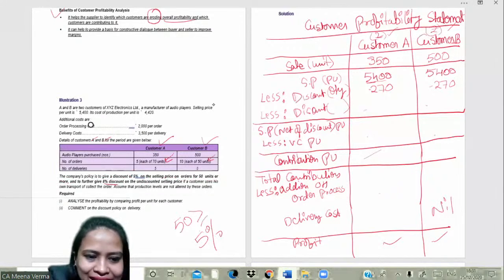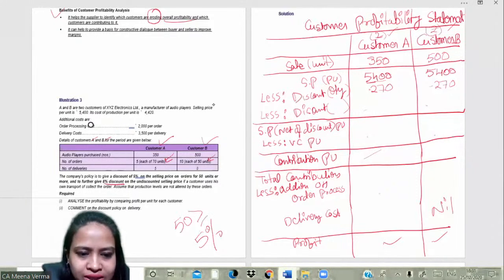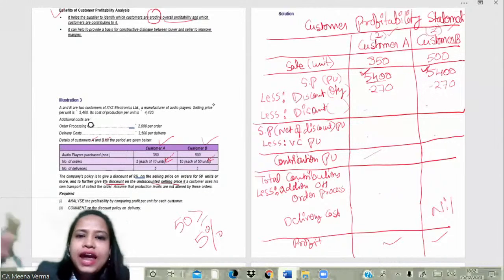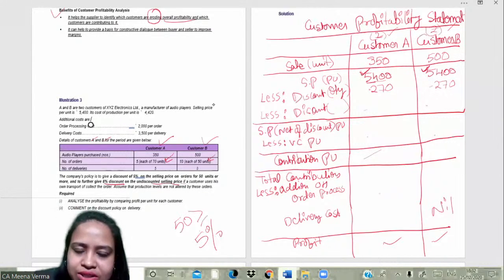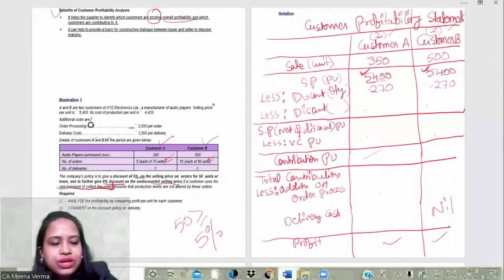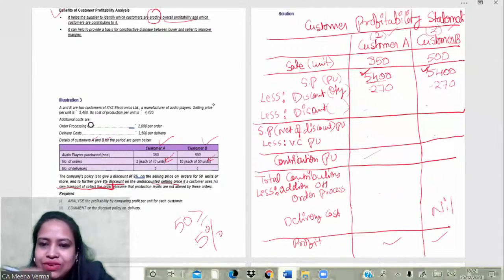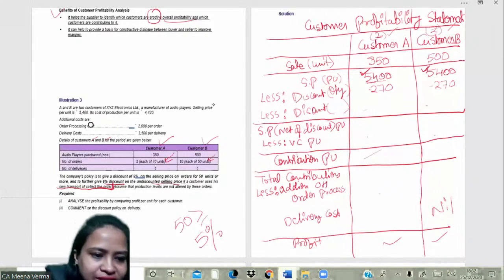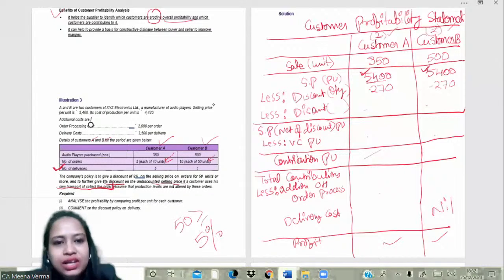Now let us see the information which is related to other discount. And a further 8% discount on the undiscounted selling price. On this 5400, they will give additional 8% discount on the undiscounted selling price, additional 8% discount if customer uses his own transport to collect the order. Now you can see, how can we find that the customer is receiving its order as its own? We are not delivering the goods to them.